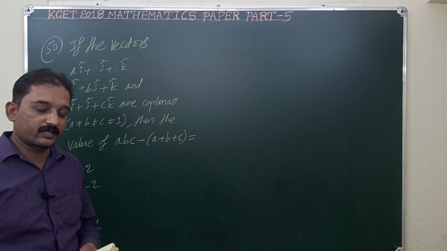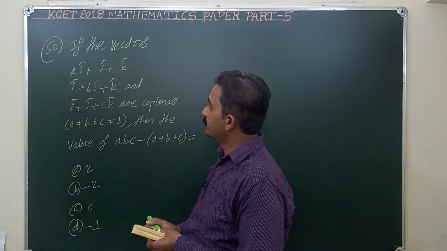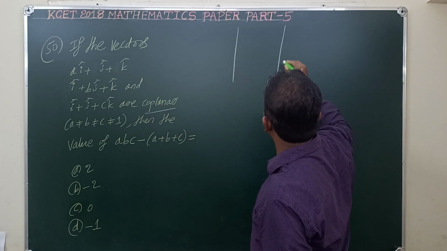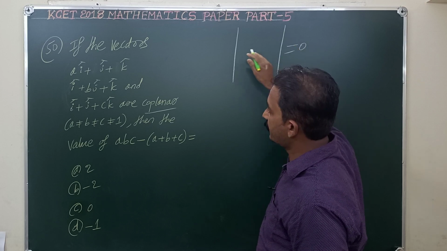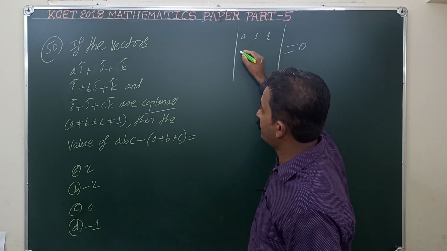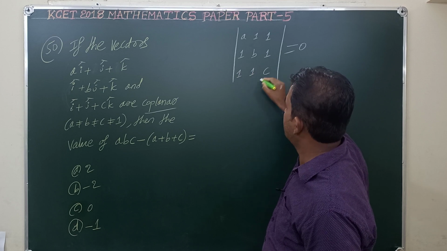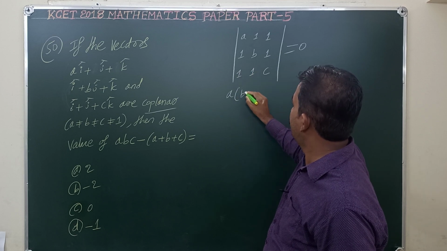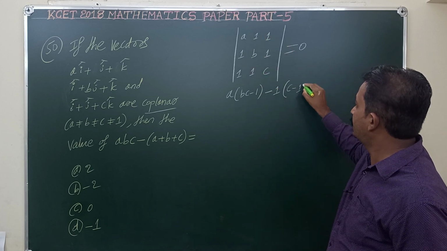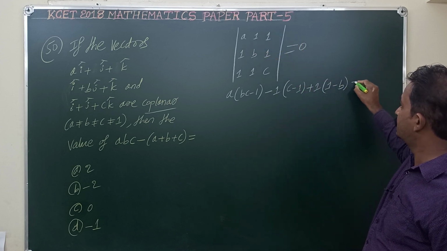So now let us move on to question number 50. This question is once again based on the chapter vector, particularly scalar triple product. In this case these three vectors are coplanar, meaning the scalar triple product becomes 0. So scalar triple product means what? Determinant. The first row contains the first vector's scalar components a, 1, 1, the second row the second vector's components 1, b, 1, third row 1, 1, c. Directly expanding, this becomes a times bc minus 1, minus 1, delete first row second column, c minus 1, plus 1, delete first row third column, remaining 1 minus b is equal to 0.